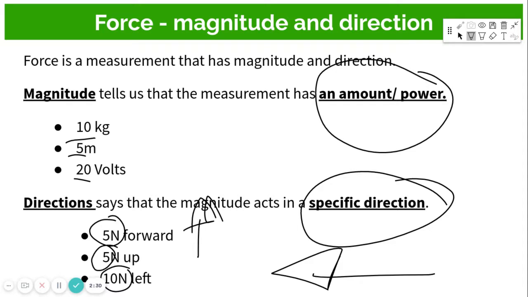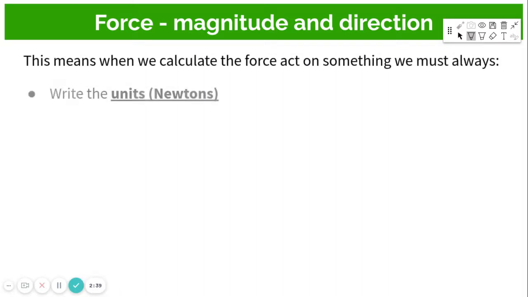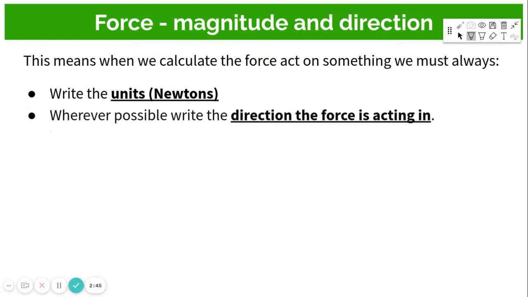When we have the measurement force, we need to have direction, and we need to tell the person how much or what magnitude there is. So whenever we calculate force, whenever we work out the answer, we always write the units, newtons, and then we tell the person what direction it is acting in. That's why we're talking about magnitude and direction: it's important that we talk about the force not only having so many newtons of force, but also what direction it is acting in.